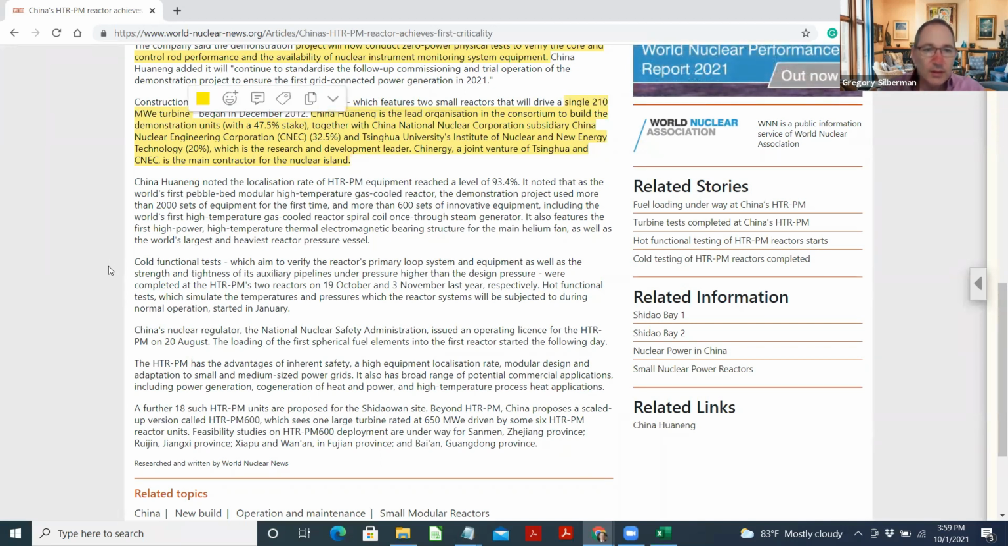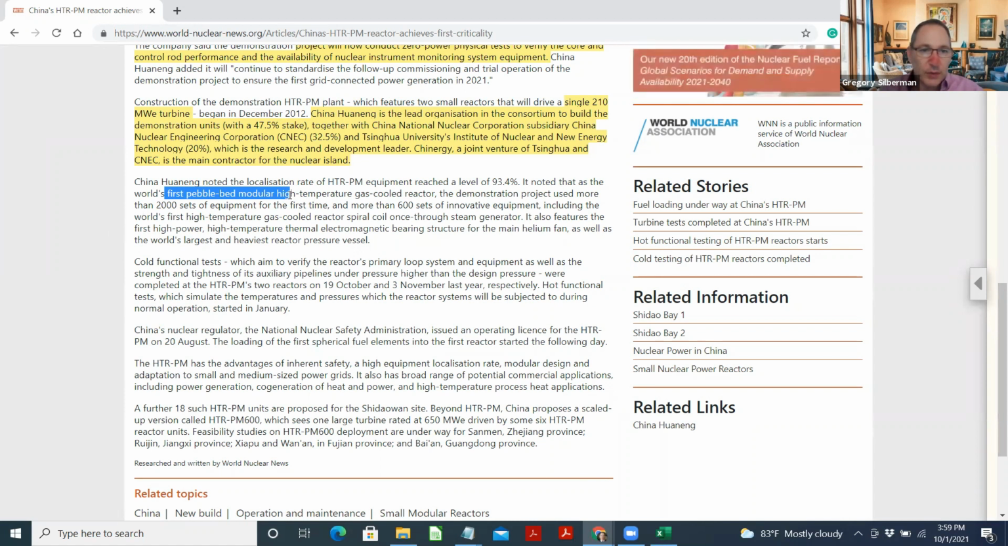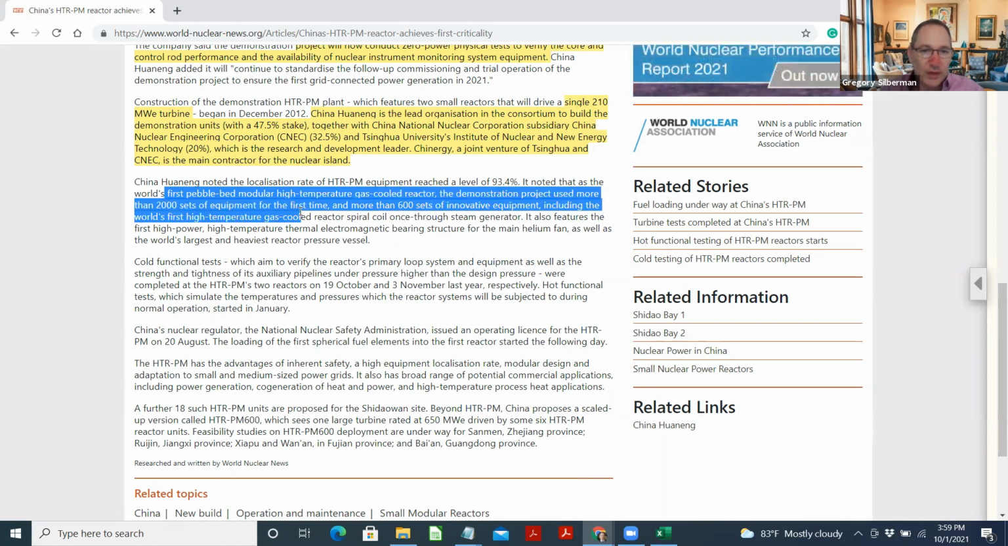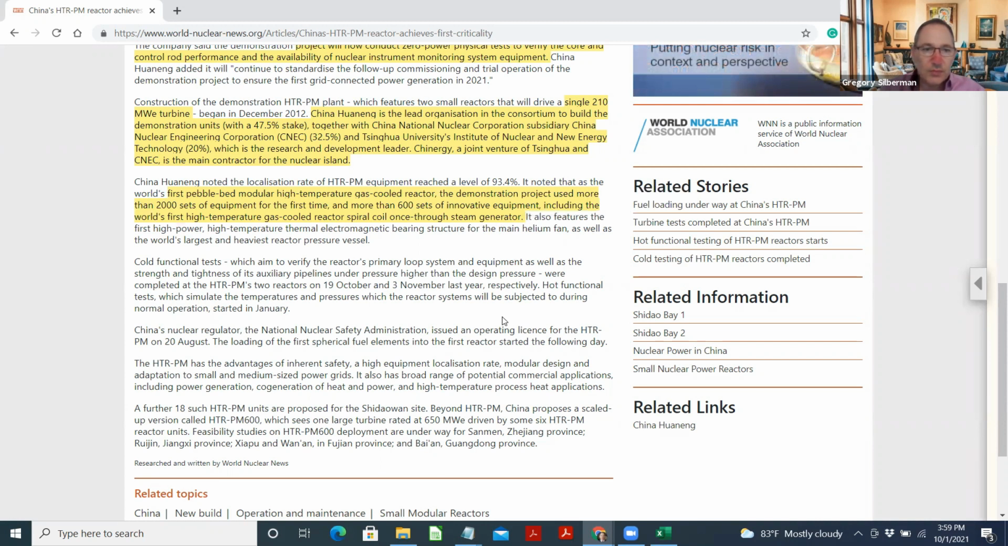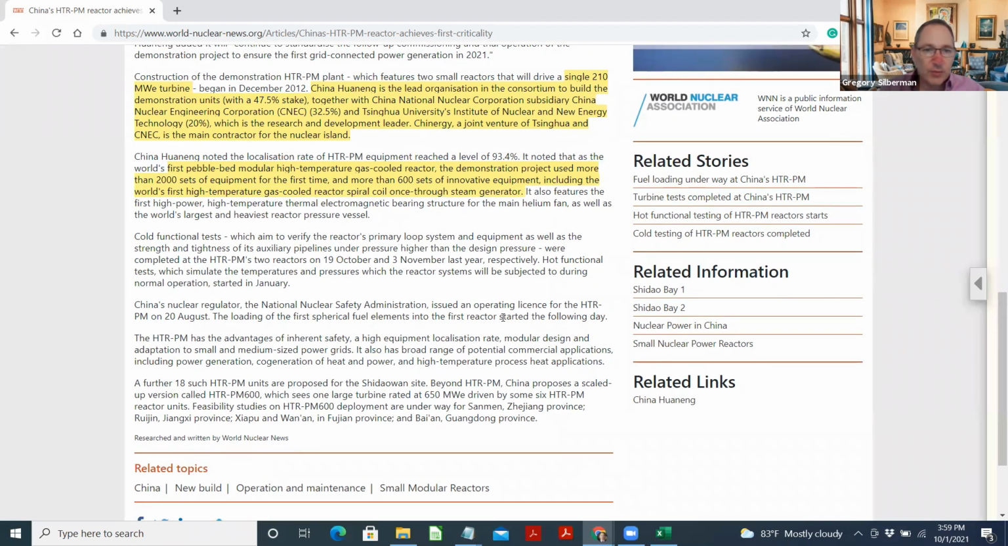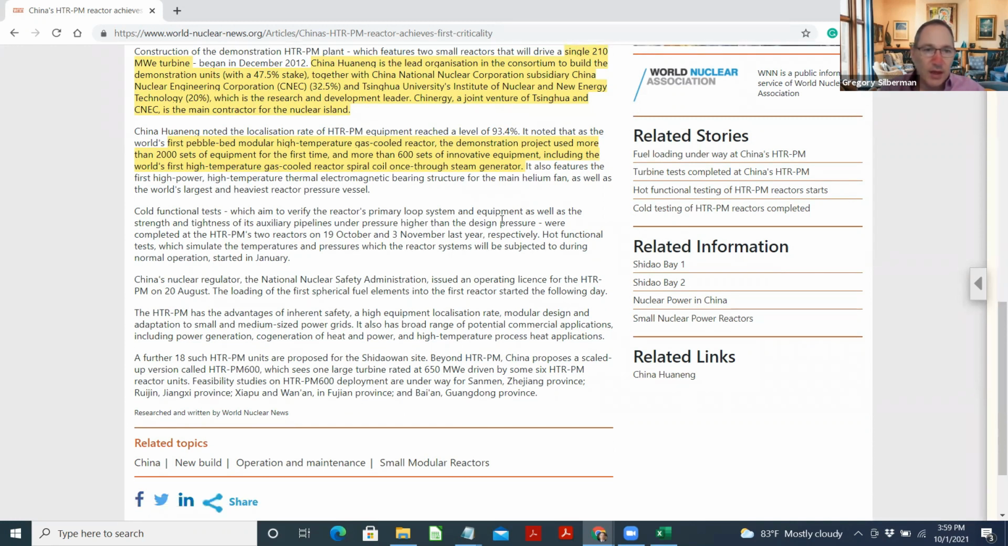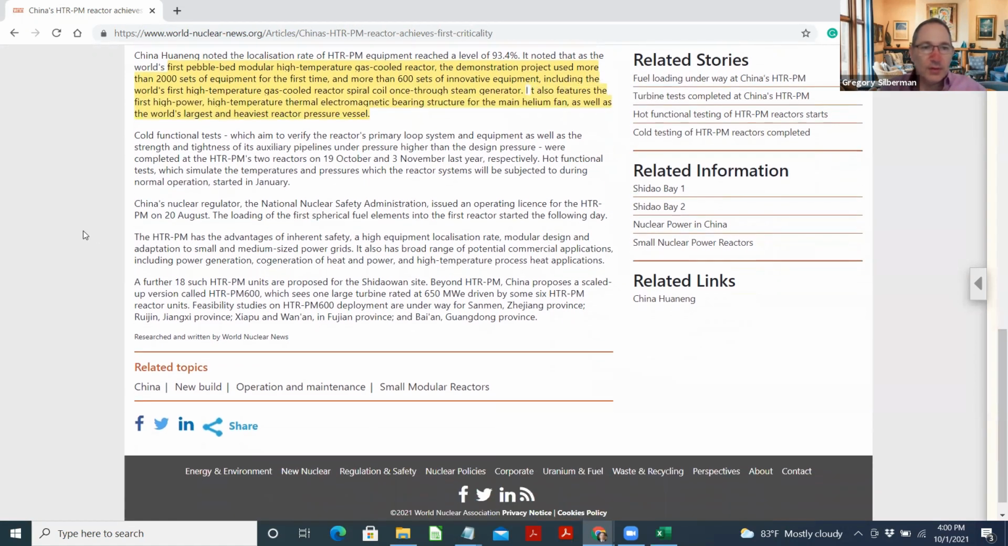Wow. Okay, China Huaneng noted the localization rate of HTR-PM equipment reached a level of 93.4%. It noted it as the world's first pebble bed modular high temperature gas cooled reactor. The demonstration project used more than 2,000 sets of equipment for the first time and more than 600 sets of innovative equipment, including the world's first high temperature gas cooled reactor spiral coil, once-through steam generator. It also features the first high-powered, high-temperature thermal electromagnetic bearing structure for the main helium fan, as well as the world's largest and heaviest reactor pressure vessel. Okay, these are not your old nuclear reactors, nuclear plants.